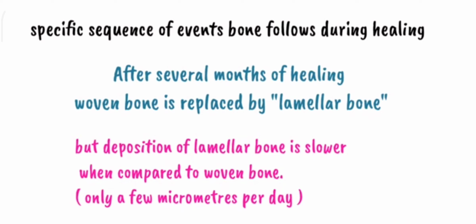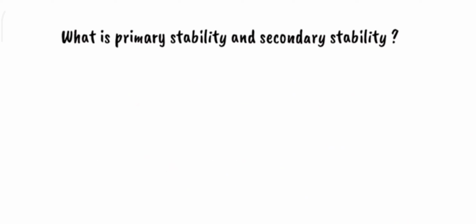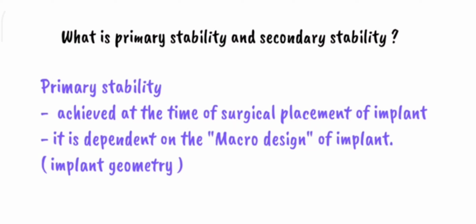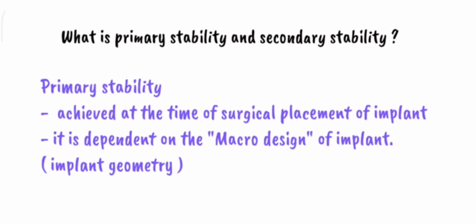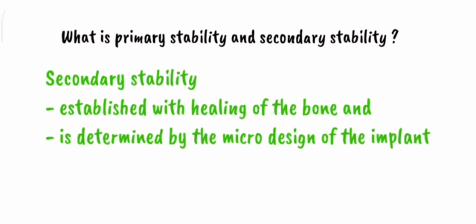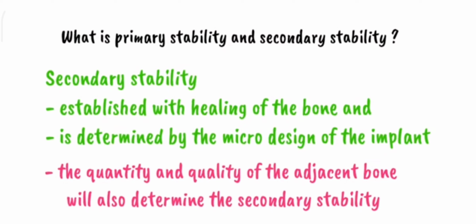Let us see two more terms, primary stability and secondary stability. What do they indicate? They are usually clinical terms. The primary stability of an implant is achieved at the time of surgical placement. It depends on the implant geometry, macro design, that is, whether the implant is an endosseous implant, subperiosteal frame-like implant, or transmandibular implant. Whereas the secondary stability is achieved over time with healing and depends upon the implant surface, micro design, as well as the quantity and quality of the adjacent bone, which will determine the percentage of contact between the implant and bone.